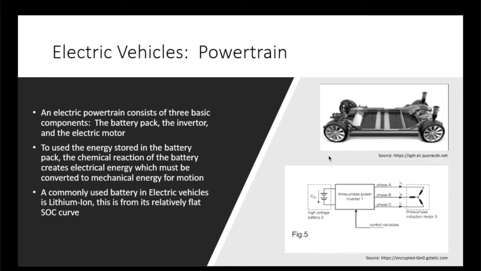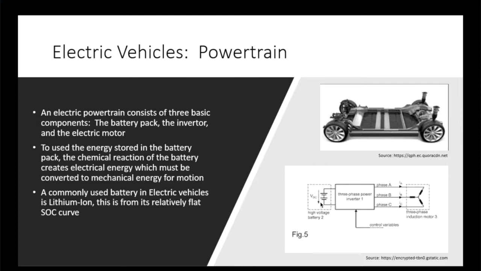The next topic we're going to go into is the use of batteries in electric vehicles. The powertrain of an electric vehicle consists of three basic components: the battery pack, the inverter, and then the electric motor. The battery pack converts chemical energy into electrical energy, and then to use this in vehicles, we have to convert that into mechanical energy for motion. A very common one used in electric vehicles is a lithium-ion battery. Here you can see a diagram of what the battery pack would look like on the bottom of a vehicle. The electric motor is in the back here, which powers the wheels, and then your inverter is likely in the front. And this is a demonstration of the inverter.